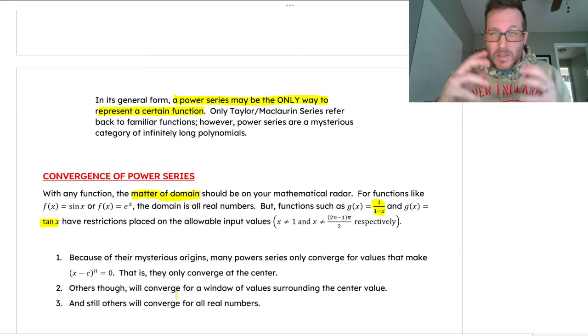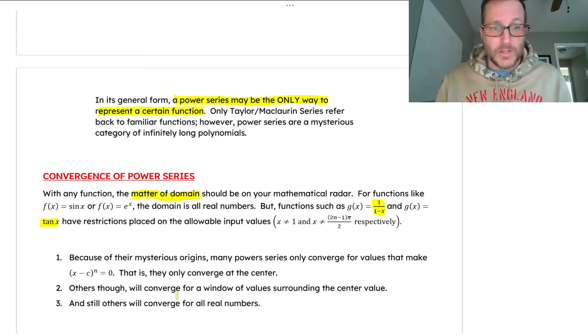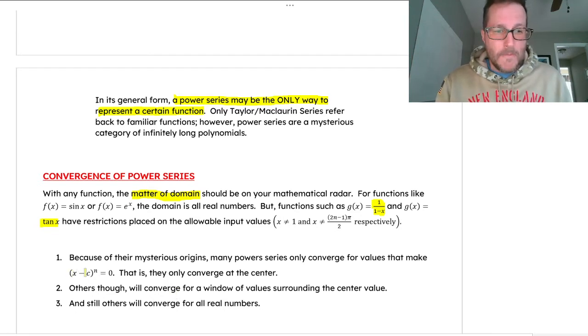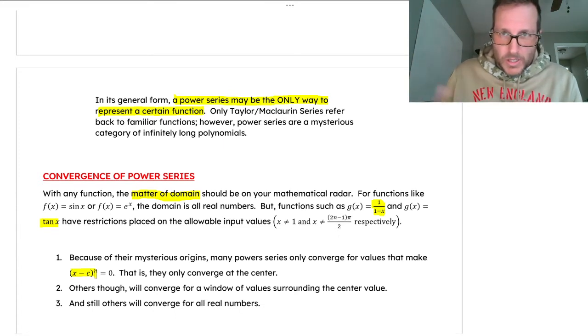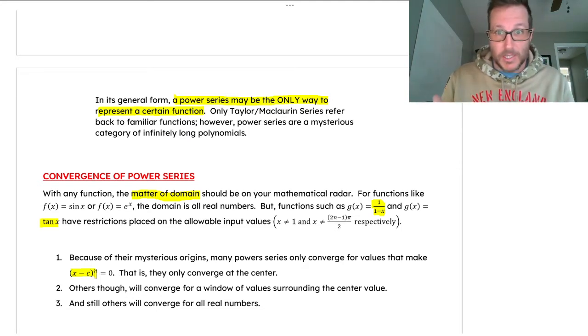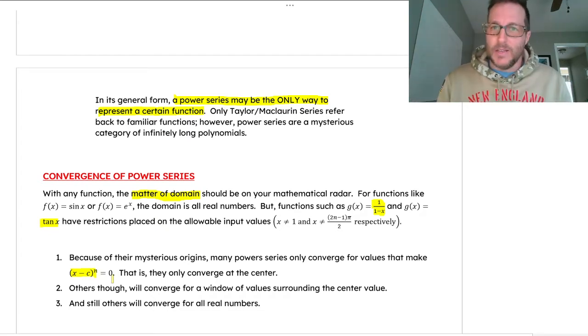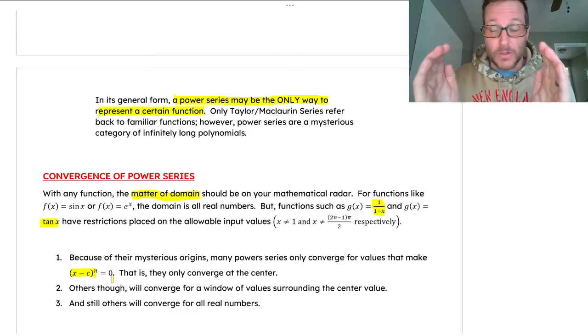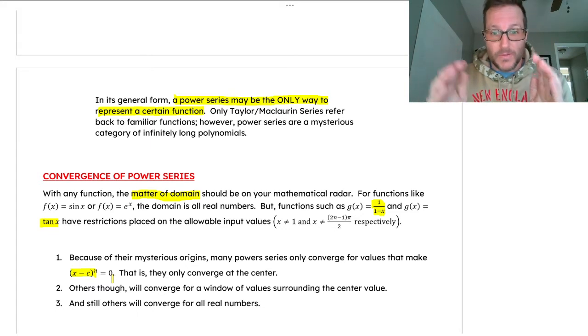Now, the mystery surrounding these power series: sometimes you get a power series that only converges at the center. That is when the value of x minus c to a power is 0. You add a bunch of zeros, you're going to get 0. Sometimes you only converge as a power series at the center value, and that's it. Other times, though, around the center, you're going to get an interval around the center for convergent values.